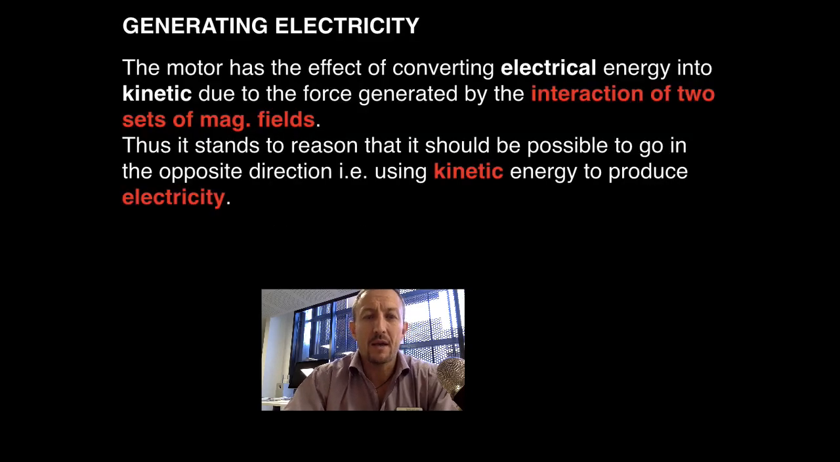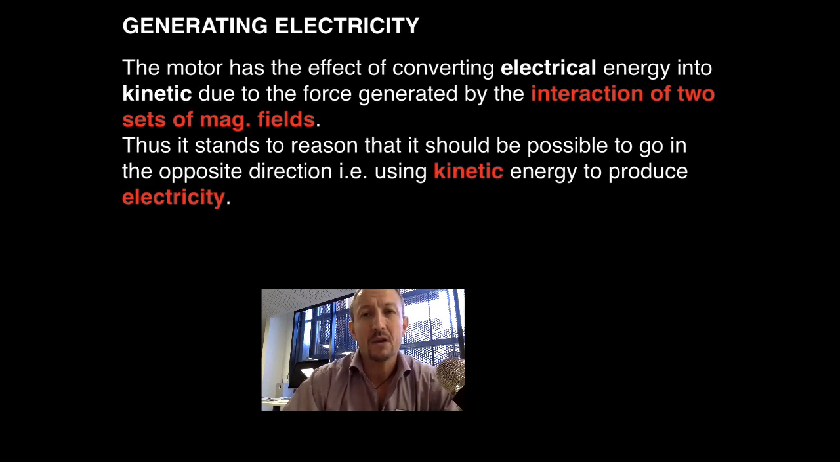Now as we know, we can use a DC motor to produce movement in an armature or a coil of wire which is interacting with a stationary magnetic field. From this we can produce kinetic energy. So it stands to reason that if we went in the reverse process, we could use that kinetic energy to rotate either a coil or a magnet, and as a result we would generate electricity in the reverse direction. Well, this is what generating electricity is all about.